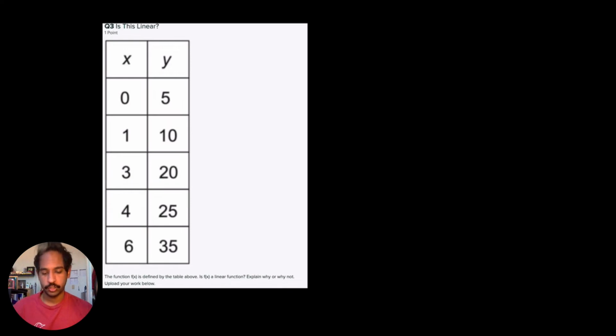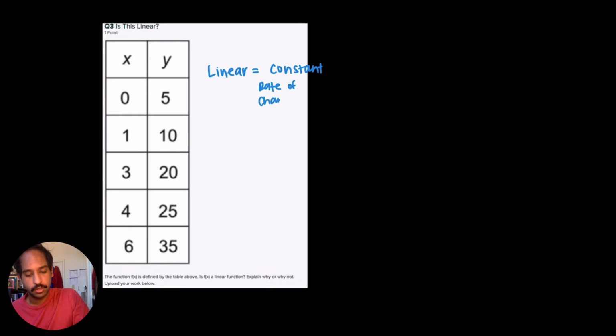So with this question, we're given a table and we're asked to figure out if the function is linear. How do we do that? In order to find if a function is linear, we know that linear functions have a constant rate of change. And remember, when we're trying to find our rate of change, that is delta y over delta x.